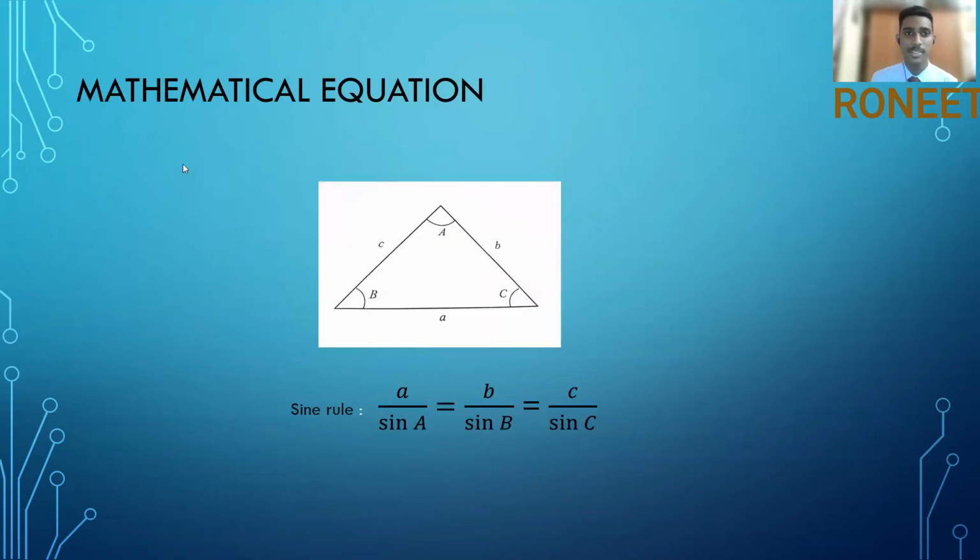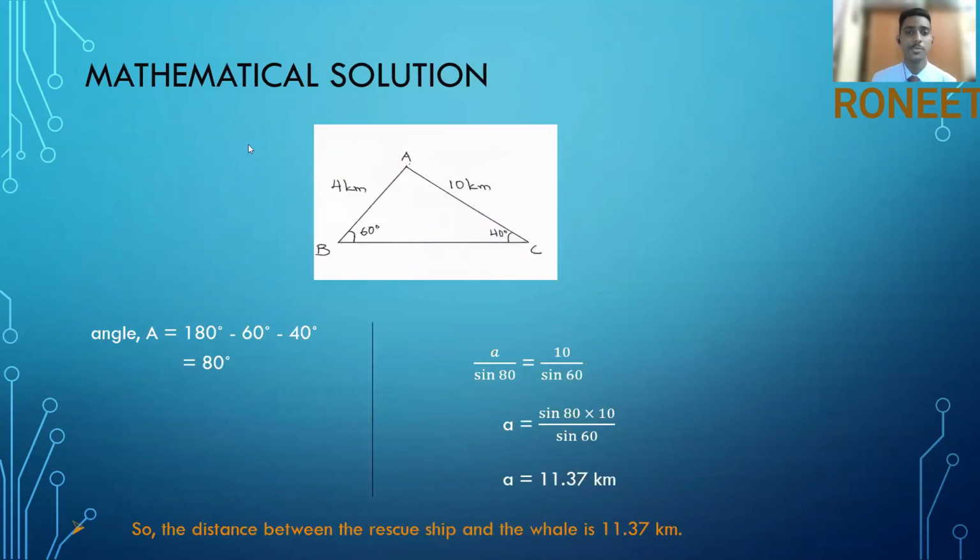So we must solve this question by using sine rule. Sine rule states that length of A over sine of angle A equals length of B over sine of angle B equals C over sine of angle C. So this is how I solve the question.